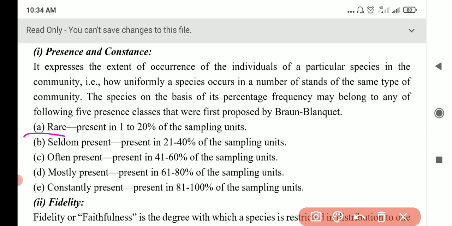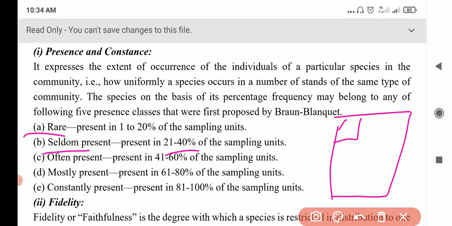Then it is seldom present if it is in between the percentage of 21 to 40%. So let's say in this quadrant, we found this much only strawberry. Then around maybe this much, these two, around 20 to 40%, we are finding oxalis. So they will say that oxalis is seldom. Okay, it's not rare, but it's seldom present.